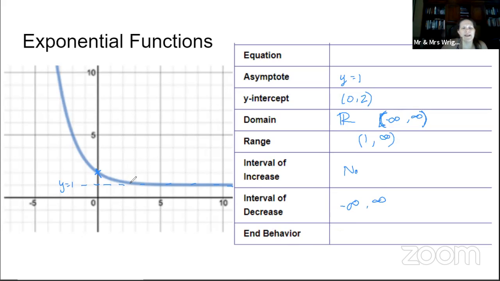Okay. My end behavior here is going to be what happens as x approaches infinity, and then as x approaches negative infinity. Okay, so as x is approaching infinity, what's happening to my y? It's getting less. So y is approaching negative infinity. All right, so going this way, as x approaches negative infinity, my y is getting bigger. So y is approaching positive infinity.